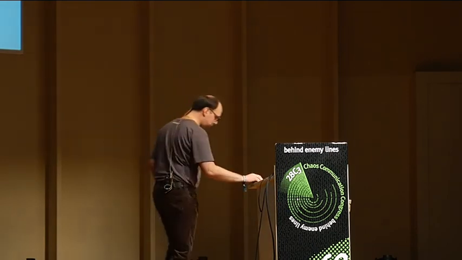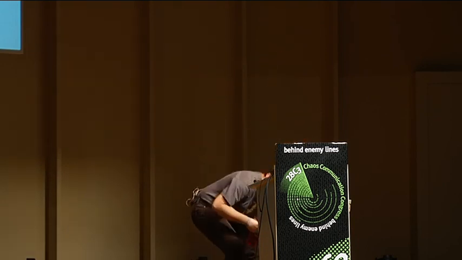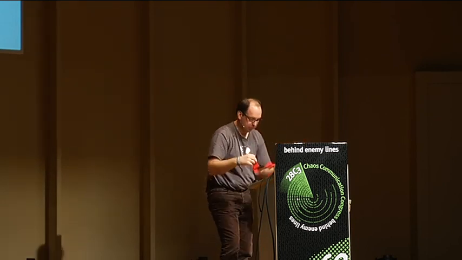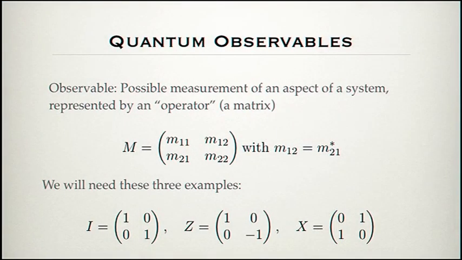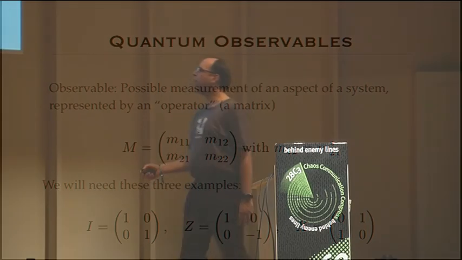Like with the socks, remember I had socks. I can measure the color, or I can measure the size. Right? And so also in the quantum world, I have different measurements. And all my measurements, like the states where vectors are now represented by matrices. Here I have 2x2 matrices, again with the condition, the technical term is that it has to be Hermitian. But let's not worry about this condition, because we only need 3 examples.